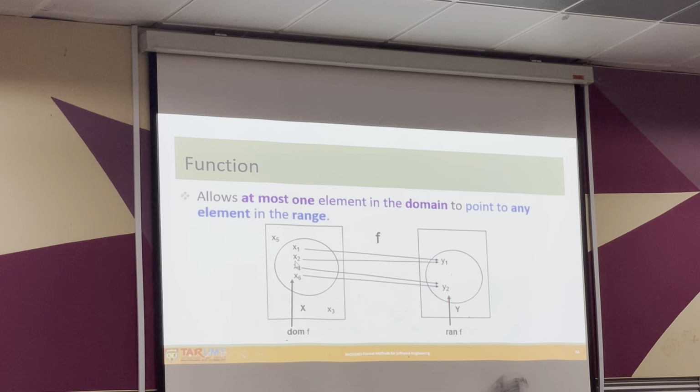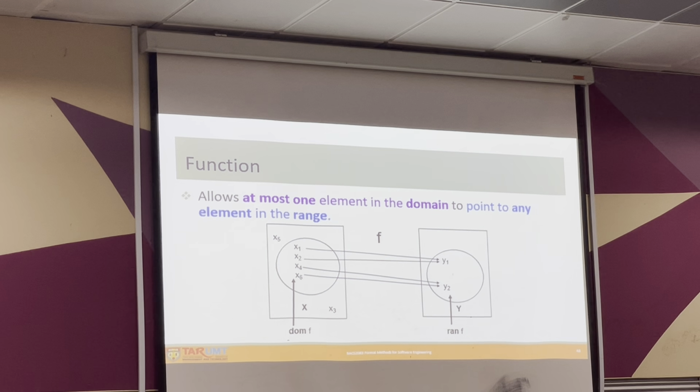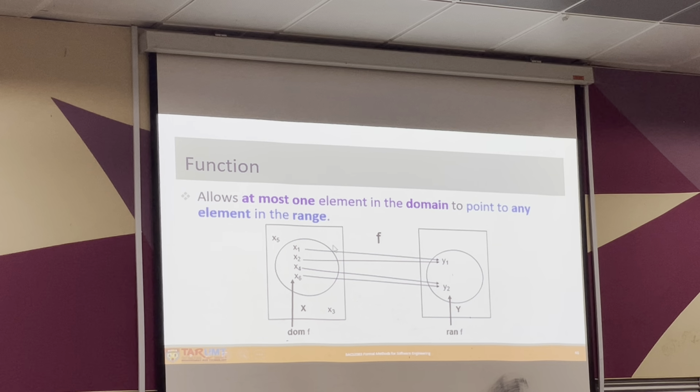So you can have it like this, you can have it like this. You cannot have x1 mapped to y1 and x1 mapped to y2. If x1 is mapped to y1 and x1 is mapped to y2, automatically this is a relation already. So you have to check this on your records later. If there is no duplication in the domain, you go for a function. This is an example of a diagram showing a function.